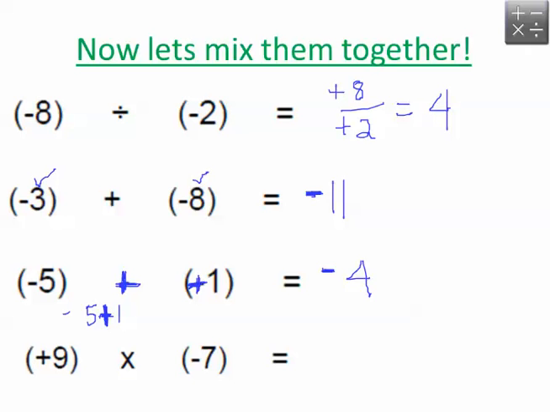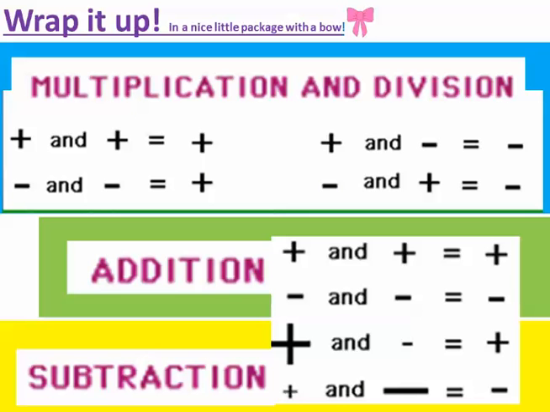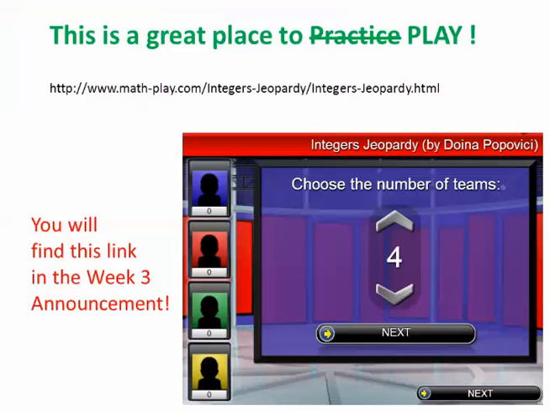Last one, a negative times a positive. So positive 9 times negative 7. Well, I know my answer is going to be negative. And 7 times 9 is 63, so negative 63. Not too bad. Okay, here's all those rules kind of wrapped up in a bow for you. Not going to spend time here. Going to let you look at it yourself, but you might want to use this as a reference when you're trying to do problems, and you do need to do some practice problems.